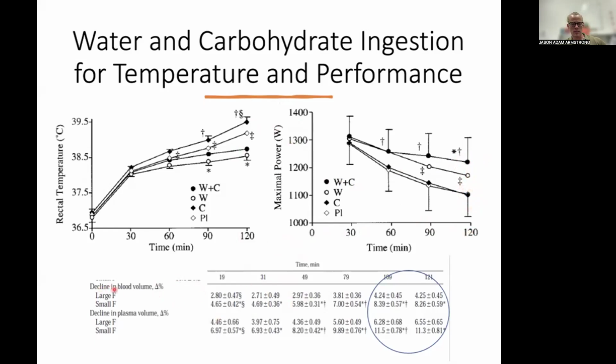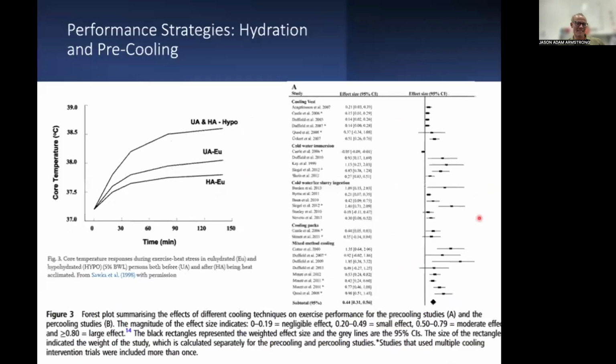These are some interesting statistics down here as well. If we're looking at a decline in blood volume, we had a large fluid group and a small fluid group, right? And if we compare that to the decline in plasma volume, large fluid group and small fluid group, we see about double the amount of plasma volume reduction in the small fluid group as compared to the large fluid group. So I just wanted you to see that this does actually play out in research and it's not just me talking.